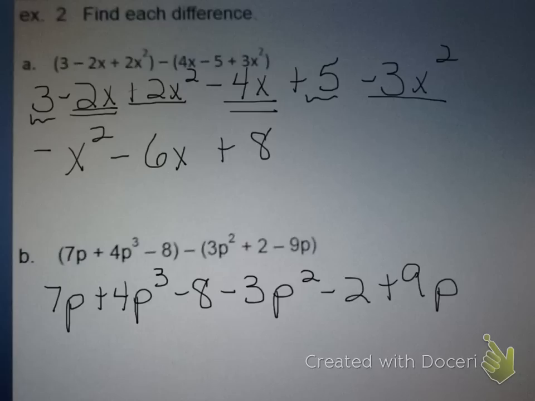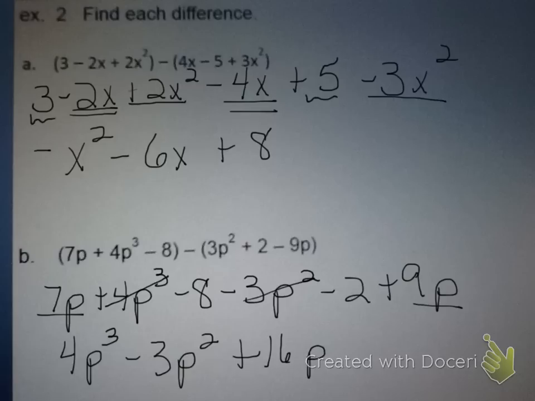Combine like terms. I don't have anything to combine the 4p to the third with, so I'm going to bring it down. Now I'm just going to put a line through it to let myself know that I've already put it down. And the negative 3p to the second, so my eyes can focus on what I have not added. 7p plus 9p is 16p. Negative 8 and a negative 2 is a negative 10.